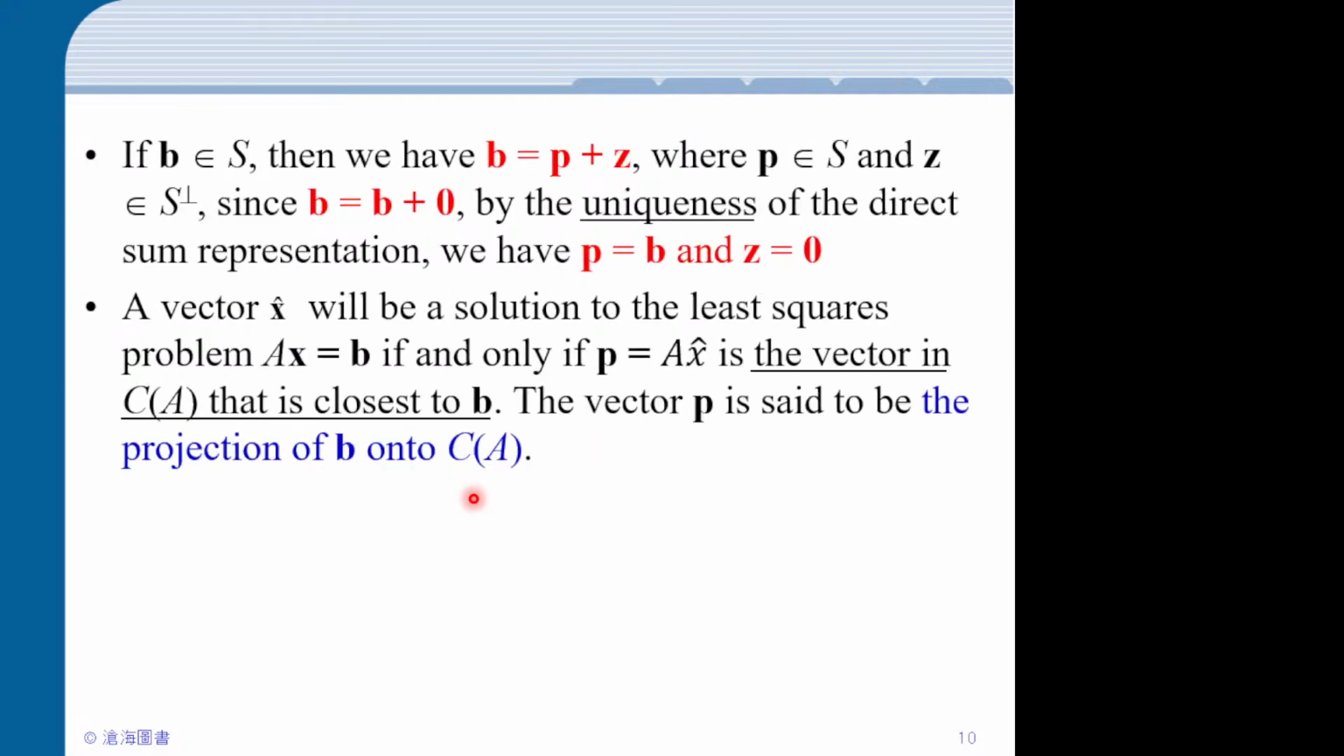Let's see a little more. An easy case: we have some characterization of P, but we still want to find it. Let's see some characterization first. If our system is consistent, so b is in S, then it's easy to find P, because P is just equal to b and z equals 0.